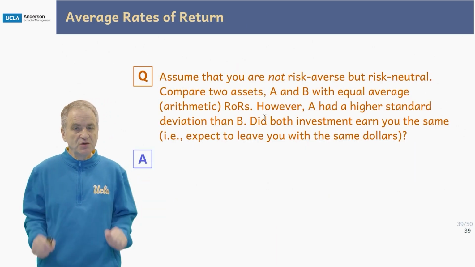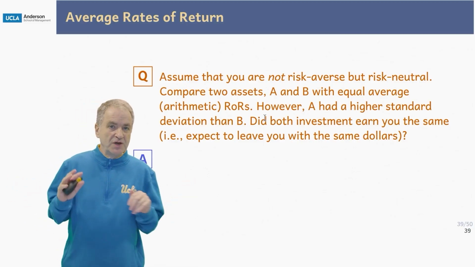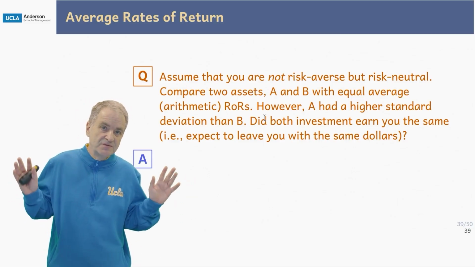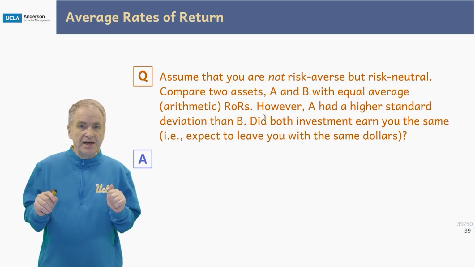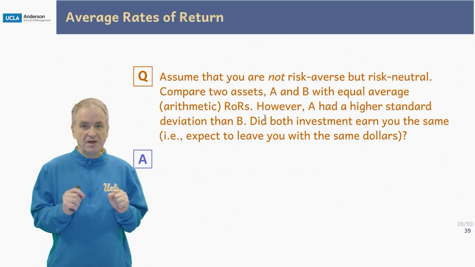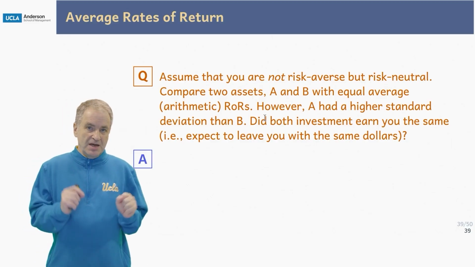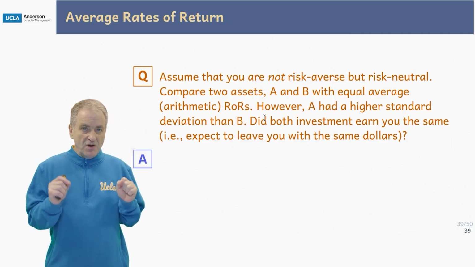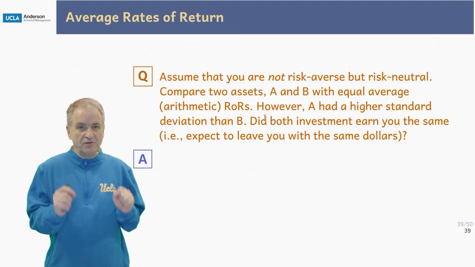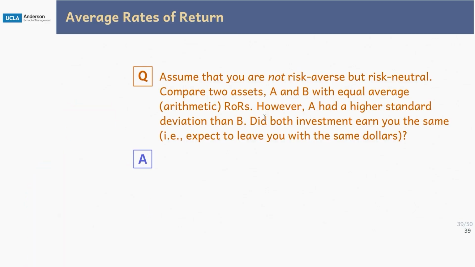Now, let's assume that you're not risk averse, you're completely risk neutral, and you've got two funds, A and B, and they have equal arithmetic rates of returns. Now, A had a higher standard deviation than B. Did both investments earn you the same amount of money? That is, leave you with the same dollars? Please pause this video now, answer the question on a piece of paper, and then continue.